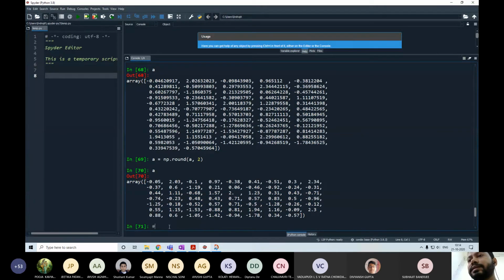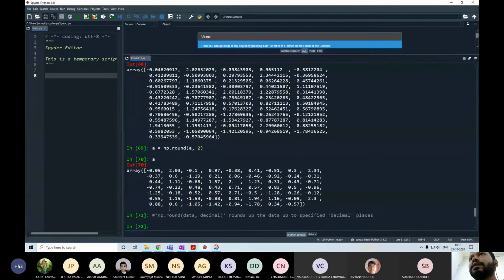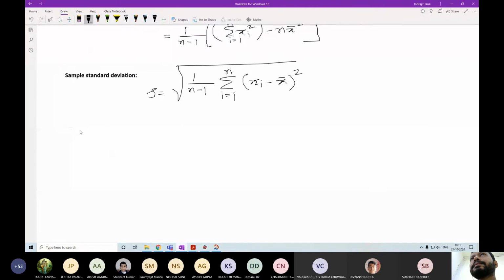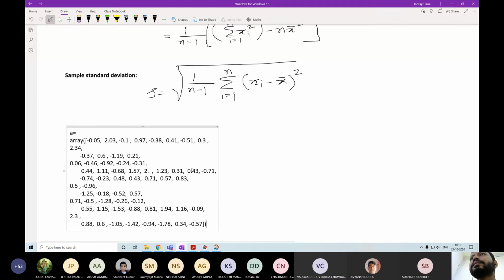So let me write a comment here. This A dot round data decimal rounds up the data up to the specified decimal places. So this is my A. Let's do that.